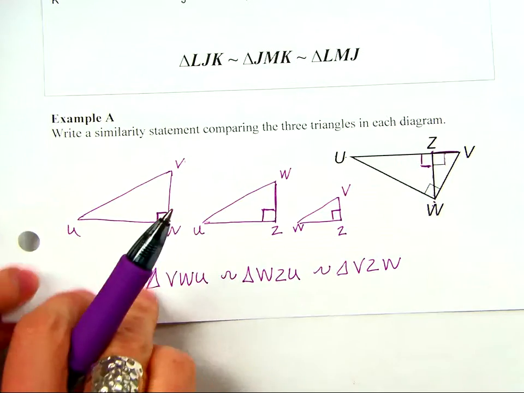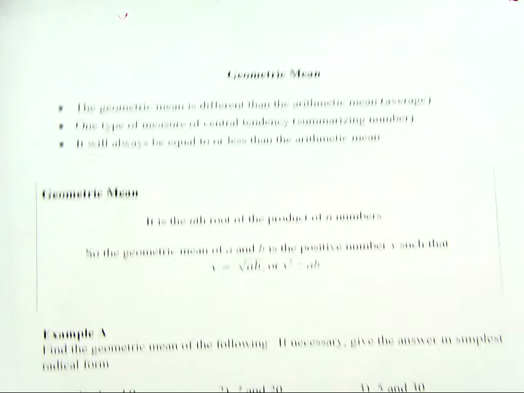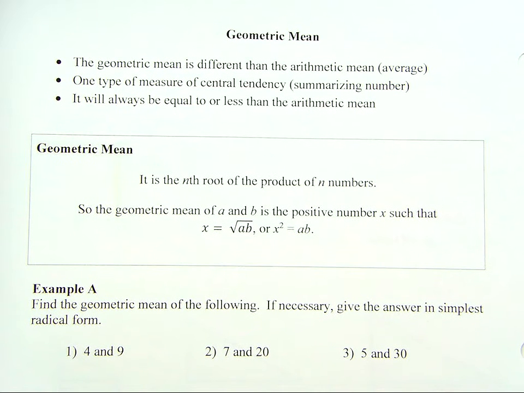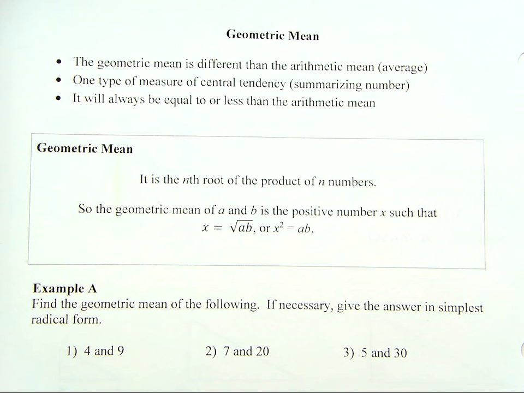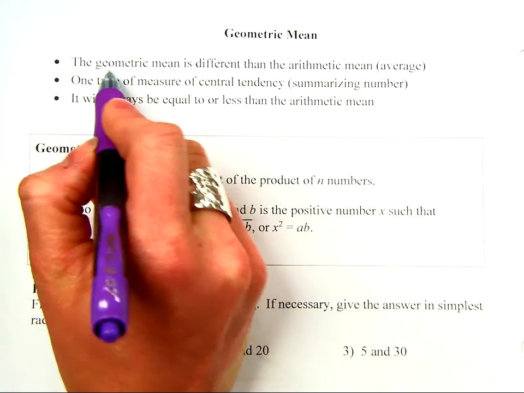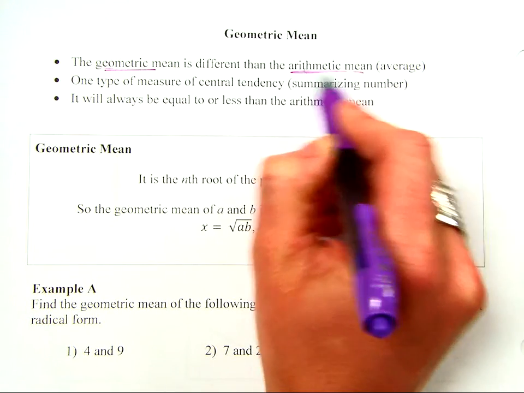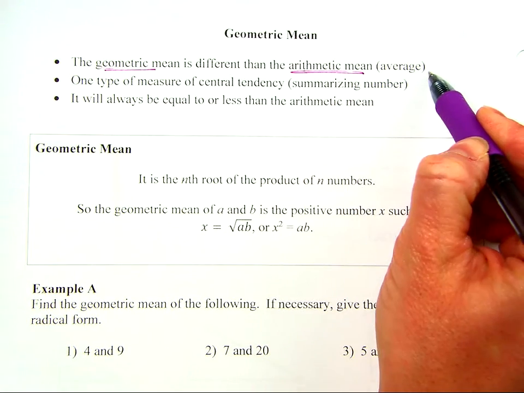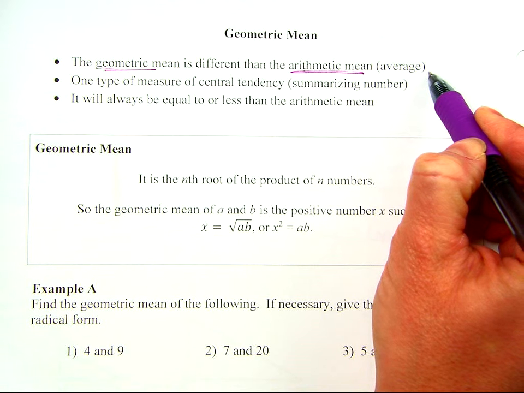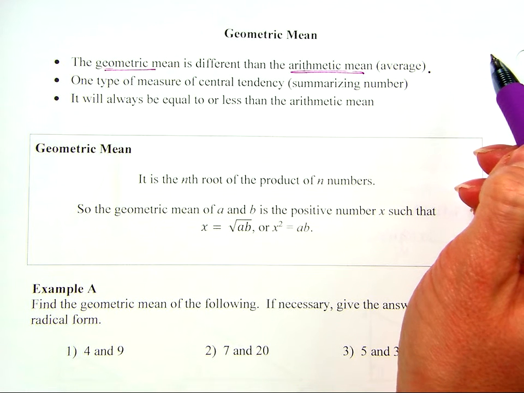Okay, if you flip your paper over, the other topic I want to talk about in 8.1 is the geometric mean. Now when we hear the word mean, we think of mean, median, mode, and range, and those are all measures of central tendency. But did you know there's actually two different means? You can talk about having the geometric mean or the arithmetic mean. Most of us are familiar with the arithmetic mean, the average, in which we just add our data points up and divide by how many there are. But there is a geometric mean as well.